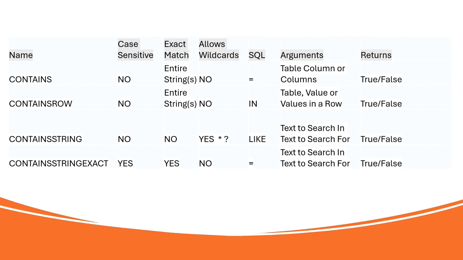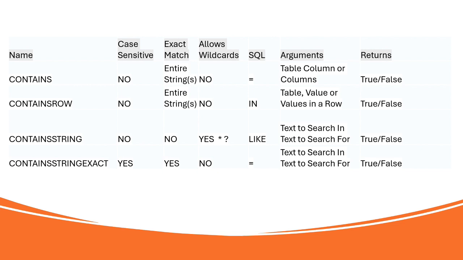Contains row. You're looking to check a whole row of value or values. It is not case sensitive. Does have to match the entire string. Does not allow wildcards. Its equivalent in SQL would be in. It takes as an argument table with value or values in a row and returns true, false.